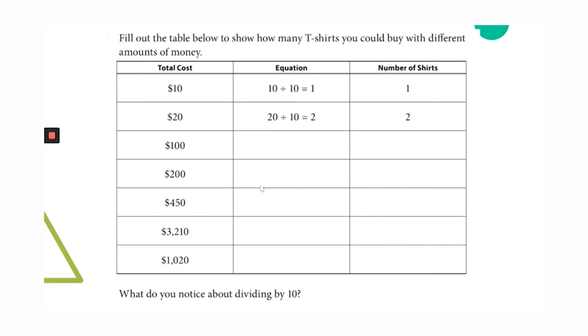It says fill out the table below to show how many t-shirts you could buy with different amounts of money. So with $10, the equation would be 10 divided by 10 equals 1, so you could buy one shirt. And with $20, that's 20 divided by 10 equals 2, so you could buy 2 shirts. Go ahead and try it out if you had $100.